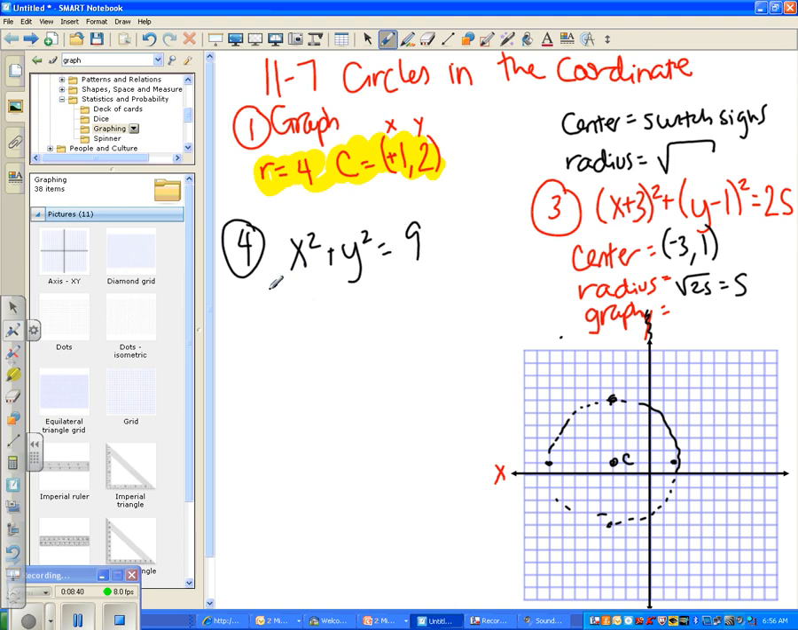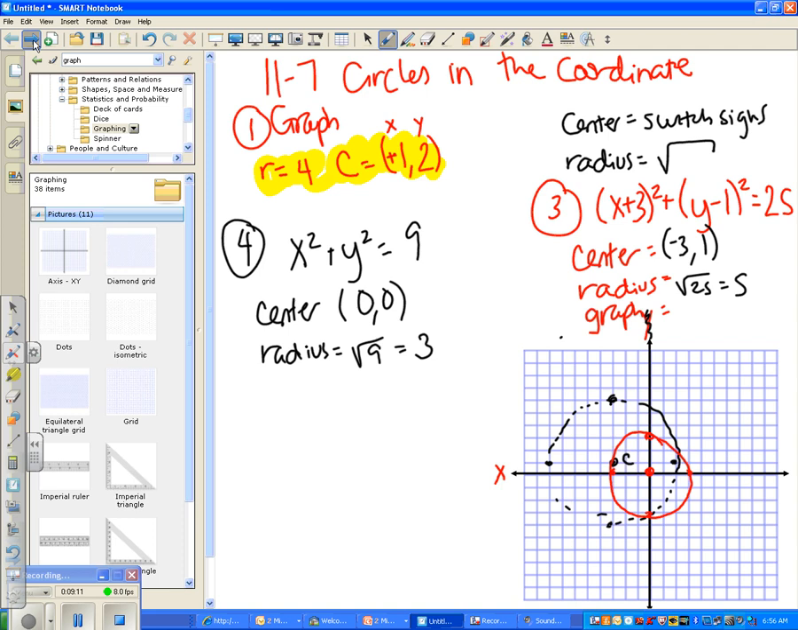Well, there's no other numbers with x and y. So to find out what the center is, if there's no other numbers, it's going to be 0, 0. The radius, remember, you just square root it, so the square root of 9 is going to be 3. So to graph this circle, you'd start at 0, 0, and then you would go up 3, over 3, down 3, and to the left 3. And here would be your circle for number 4. All right? Okay, so that's pretty straightforward.